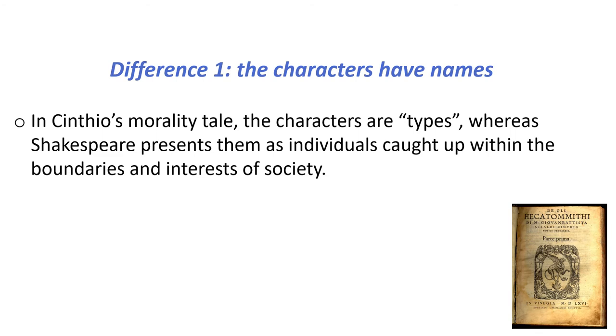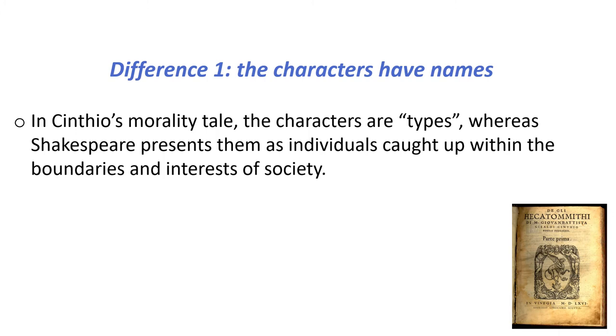And in the medieval period, there was a whole genre of morality tales where you had maybe the villain or the lover or whatever, and they conformed to a particular stereotype. What we see with Shakespeare is that he takes some of those types, but he presents them as individuals caught up within the boundaries and the interests of society. So whilst Othello is in lots of ways how the Renaissance audience would have thought a Moor should be, in lots of other ways his individuality, the strength of his particular character, is really powerful in the play.